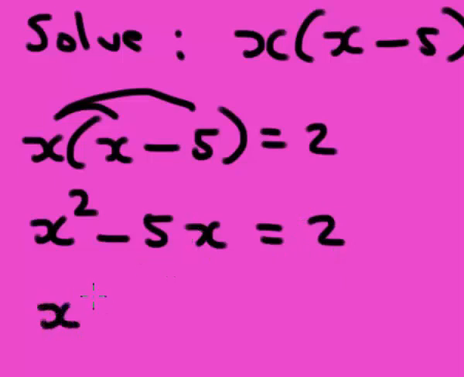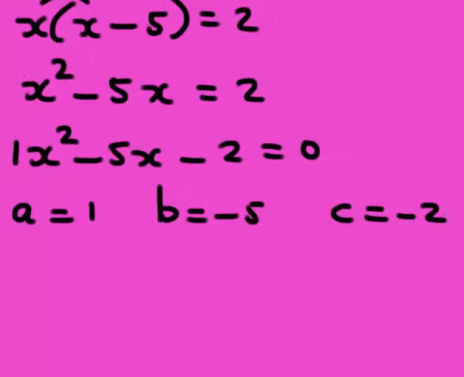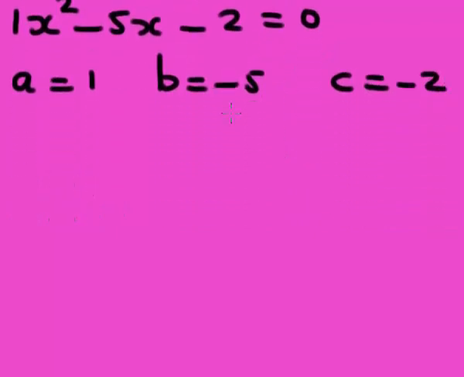Bring the 2 across, so it's x squared minus 5x minus 2 is equal to 0. Okay, and now the normal way of doing grade 10 factorization is not going to work, so we need the quadratic formula here. So a is equal to 1, b is equal to negative 5, and c is equal to negative 2. So let's substitute into the formula.